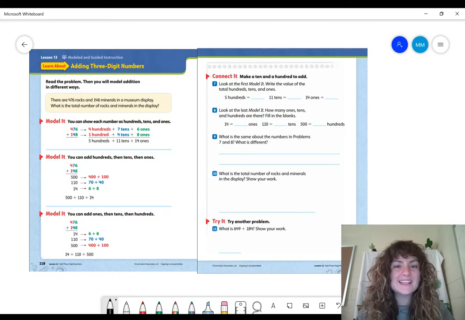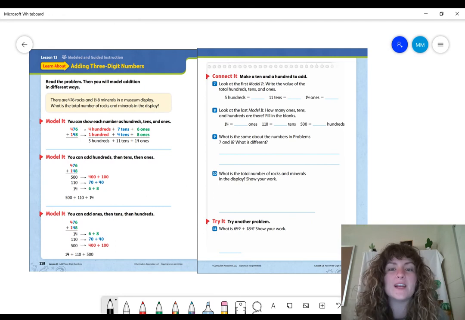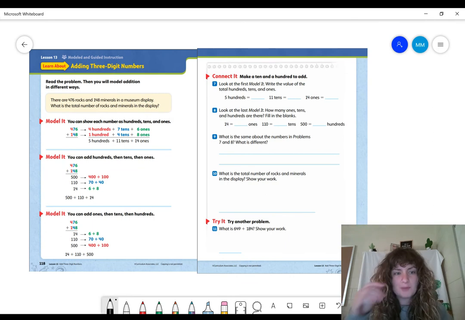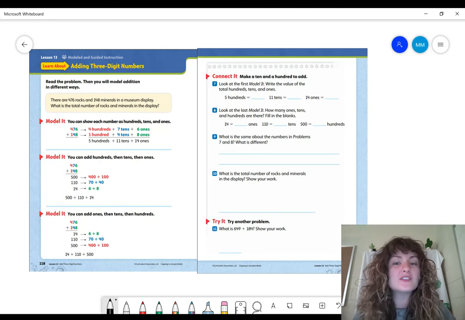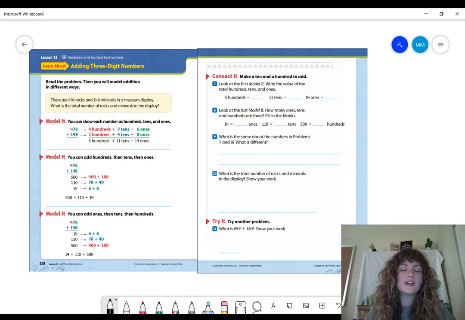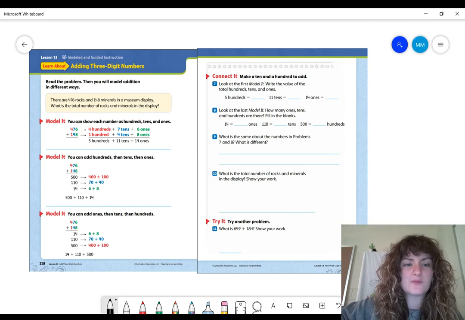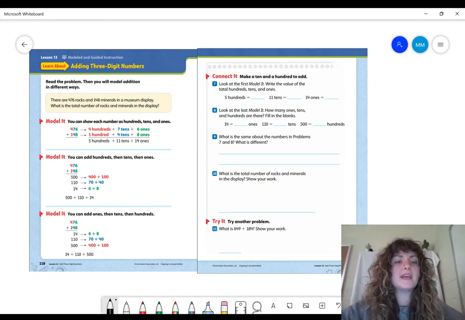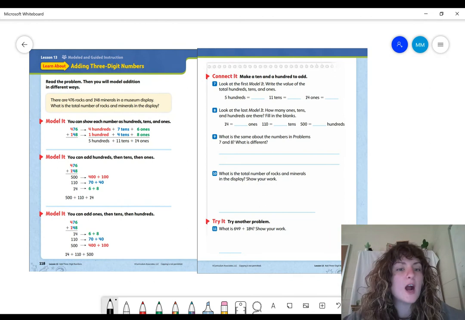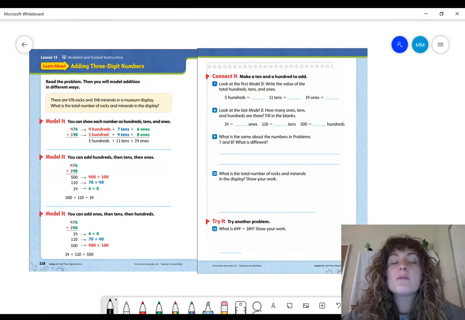So go ahead and get your instruction book out, and we are open to page 118 and 119 today. So we are still learning and practicing adding three-digit numbers. We are going to use different strategies to solve these three-digit addition problems. So let's get started with our word problem. It says there are 476 rocks and 148 minerals in a museum display. What is the total number of rocks and minerals in the display?